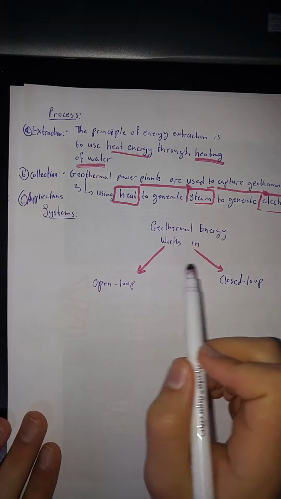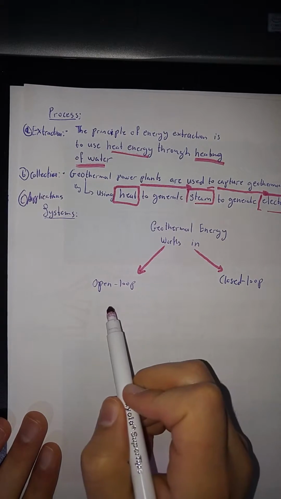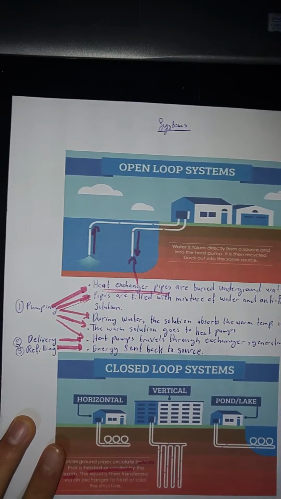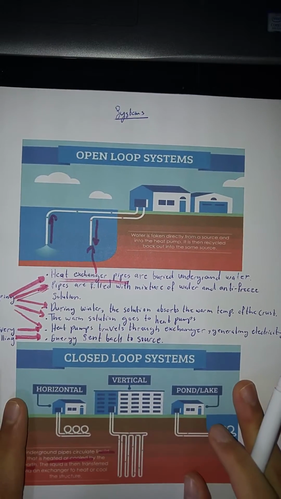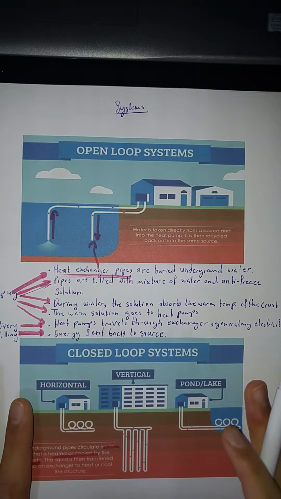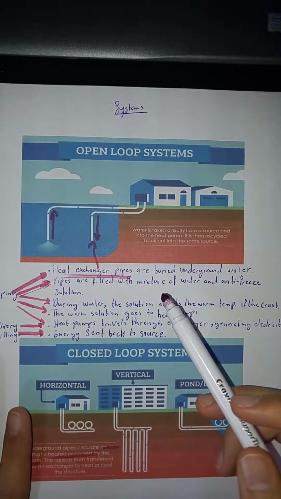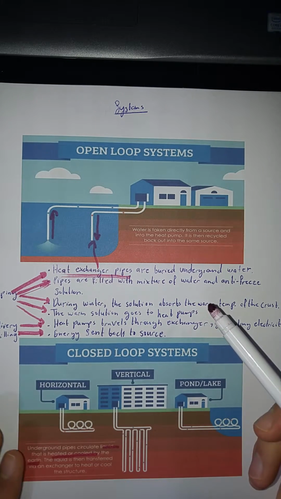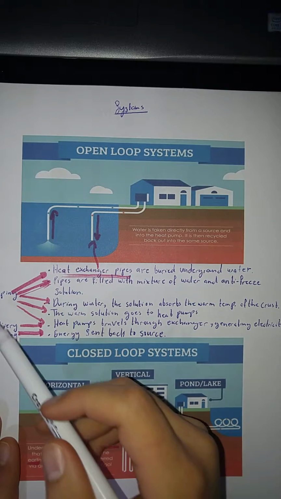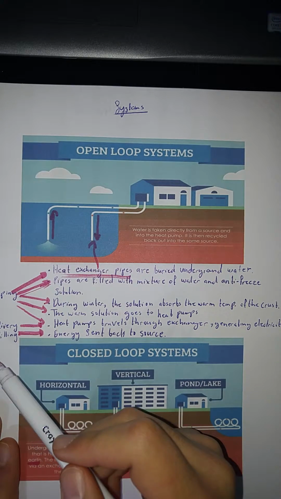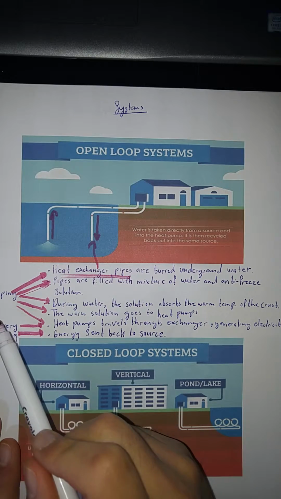Geothermal energy works in two different systems, open loop and closed loop. Open loop systems mostly work for, they're done by geothermal power plants. And they have three processes. The first one is pumping.